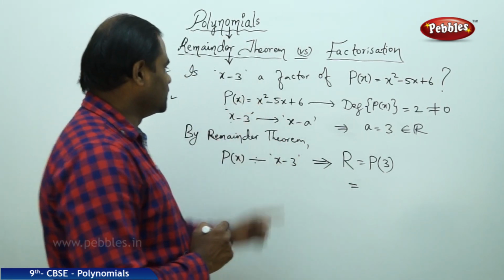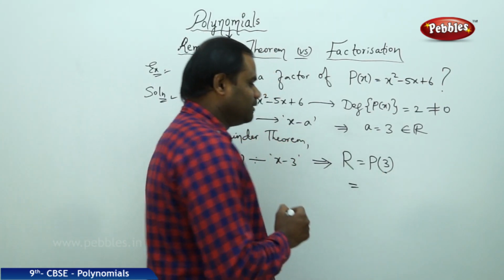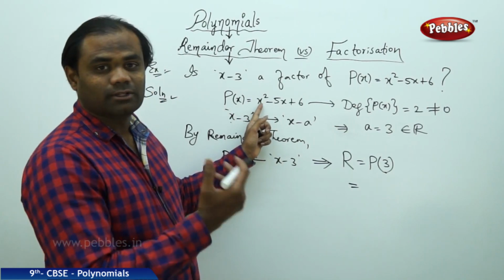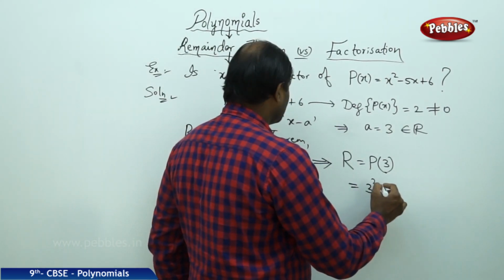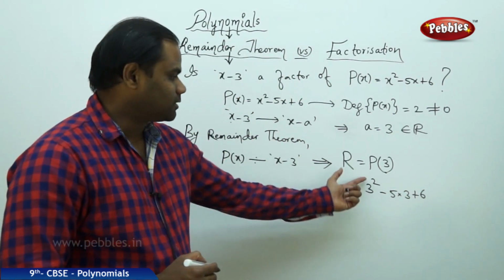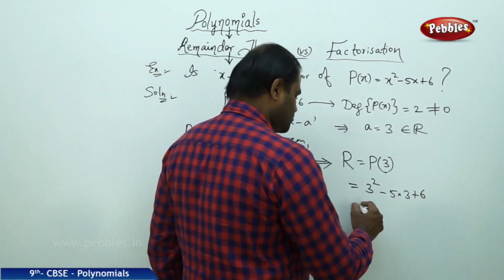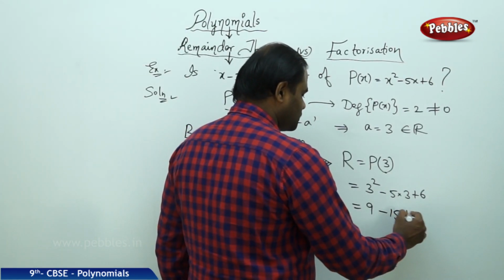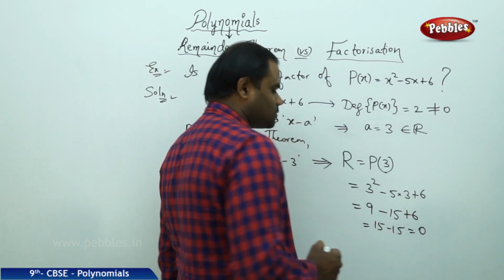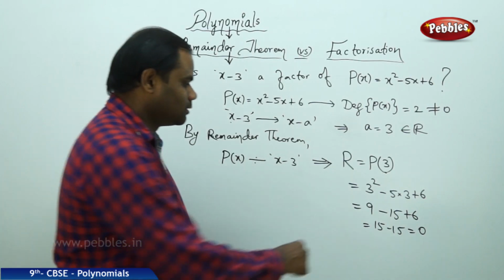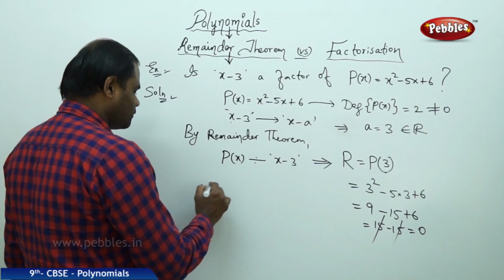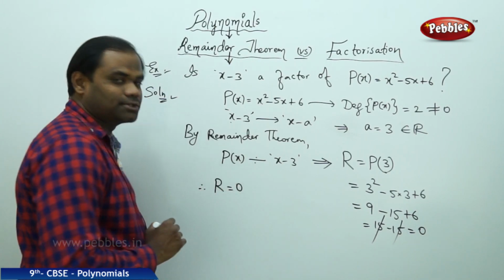P of 3 is when we substitute x equal to 3 in the polynomial on the left side, and equally on the right side, 3 squared minus 5 times 3 plus 6, which on further simplification gives me 9 minus 15 plus 6, which is 15 minus 15, which is equal to 0. Therefore, the remainder is 0.